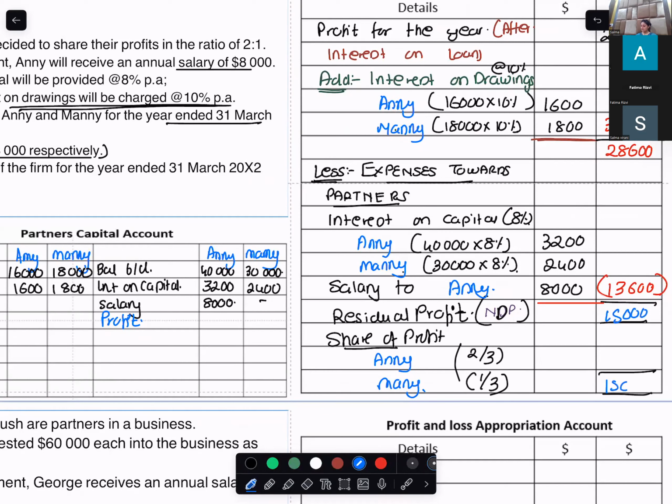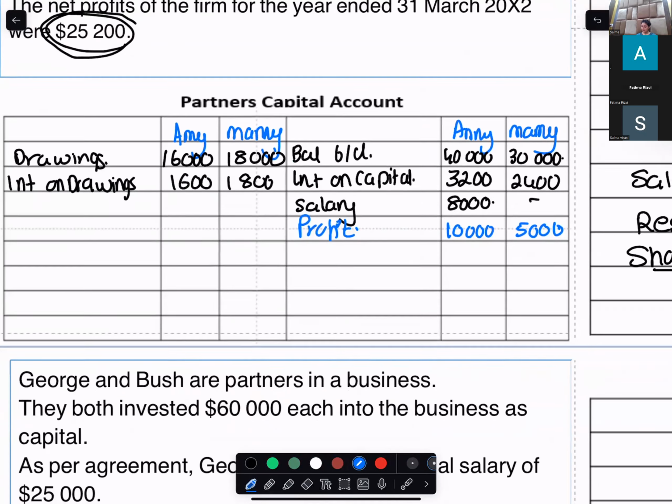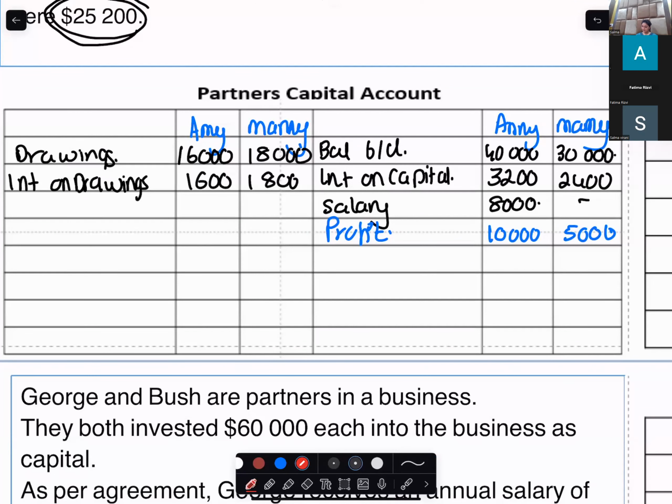15,000 I will write at both these places. Not two third and one third. Yeah, 10,000 and 5,000. This will become 10,000 and 5,000. Where will this 10,000 and 5,000 go? Share of profit in the capital account. Now, when I'm closing the capital account, we do one by one. Am I correct? Yeah. Usually, capital account always has a credit balance. Only for the current account, you may have different balances, debit and credit.